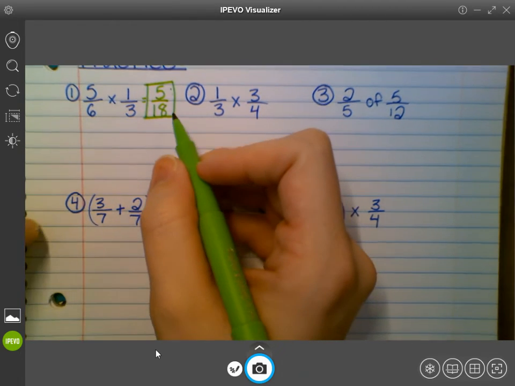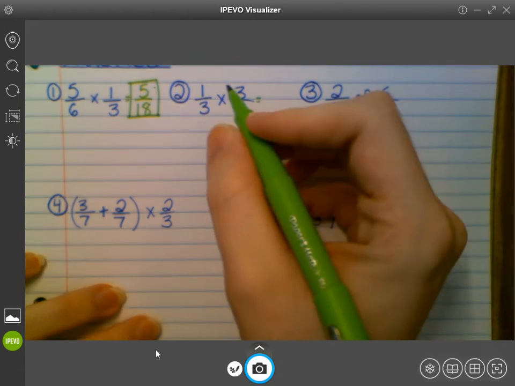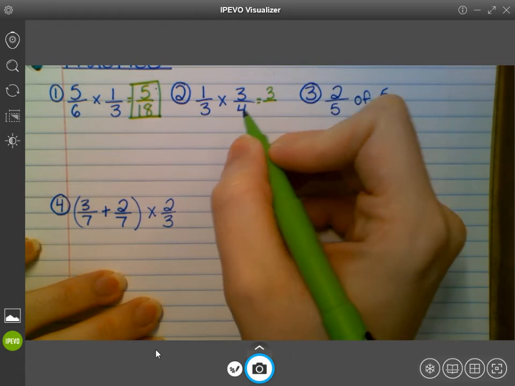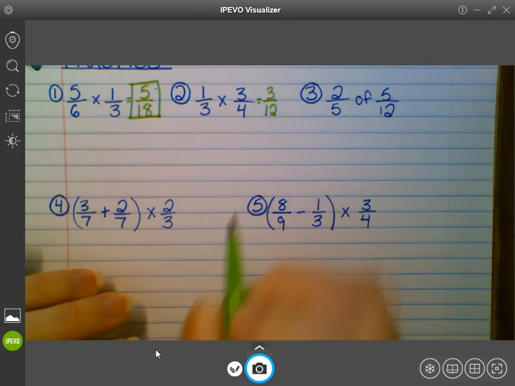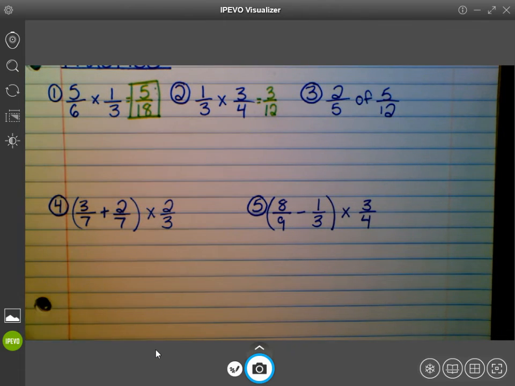Awesome, 5th grade. Now let's look at number 2. So for number 2, multiply my numerators. 1 times 3 is 3. 3 times 4 is 12. Now, is there anything I can divide 3 and 12 by? Raise your hand if you think there is a number we can divide both 3 and 12 by. There is. So if you don't think there is, think about it. What can you divide 3 and 12 by? Richie?